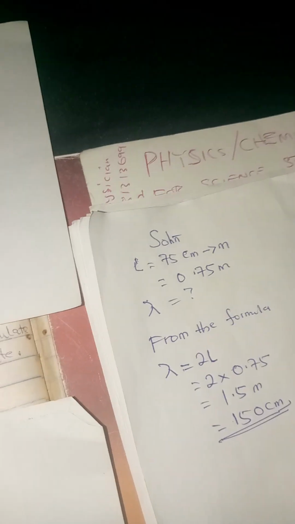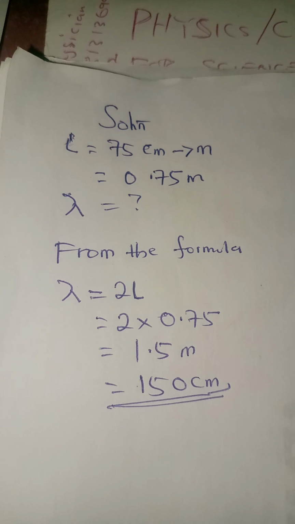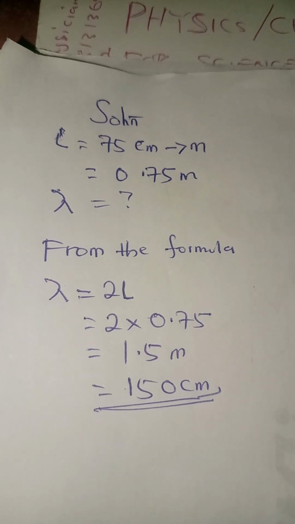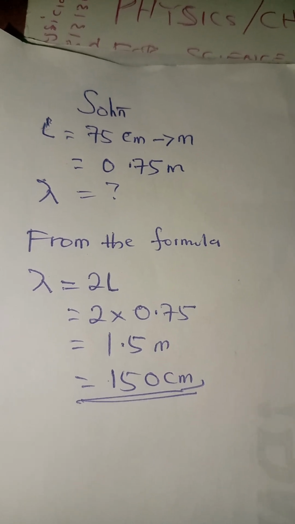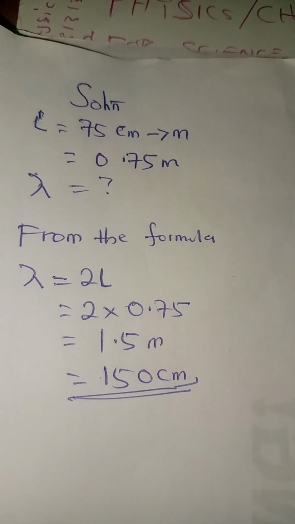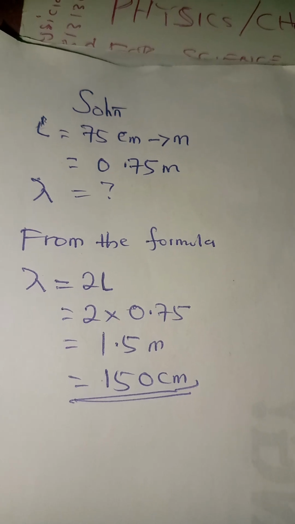So let's look at the question very well, in case you want to go through the question yourself. You see the question? A guitar string is 75 cm long. Calculate the wavelength of its fundamental frequency. So this is the answer. The length is given. You convert it, and you have your wavelength. You apply the formula, and the answer comes up. Very simple.